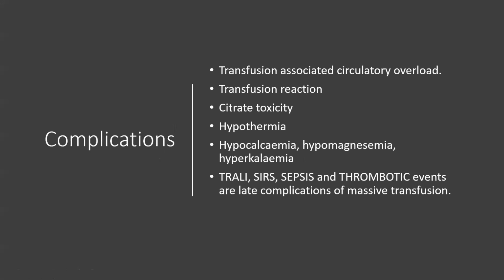So remember, complications of transfusion. If you transfuse too much to an HB of 12, you can actually cause circulatory overload and pulmonary edema. Transfusion reactions, you should be careful of those. As I've mentioned before, citrate toxicity causes hypocalcemia, so you must monitor your calcium. Hypothermia, if you're going to transfuse someone with cold blood and cold blood products. Correct the U&Es. Don't forget the late complications of massive transfusion.